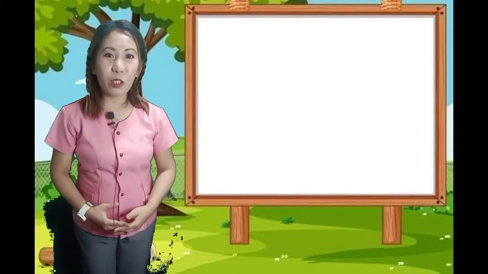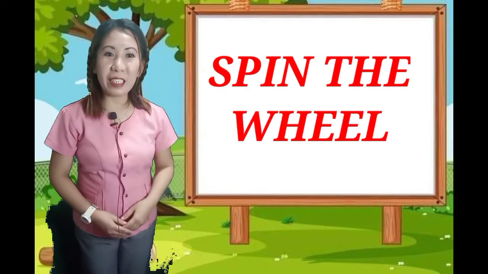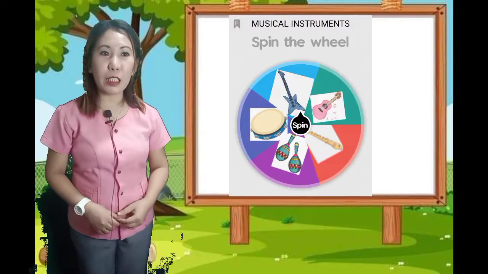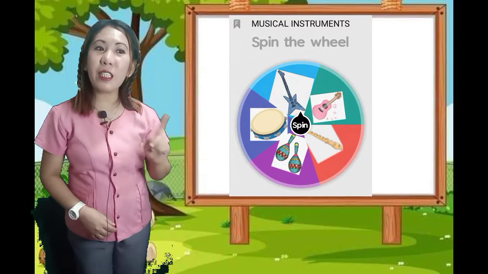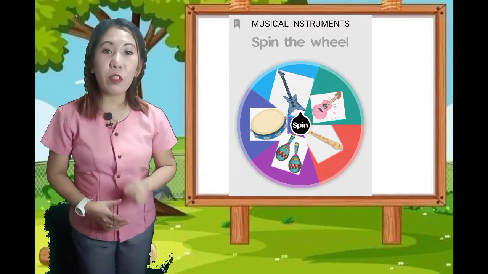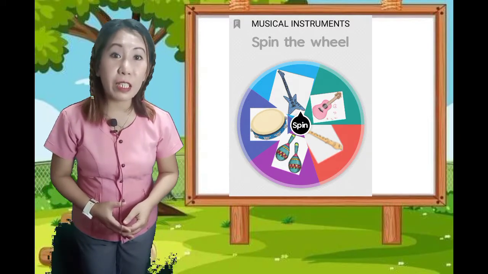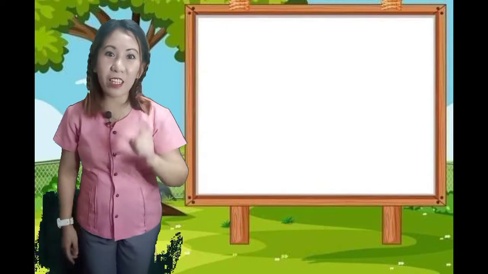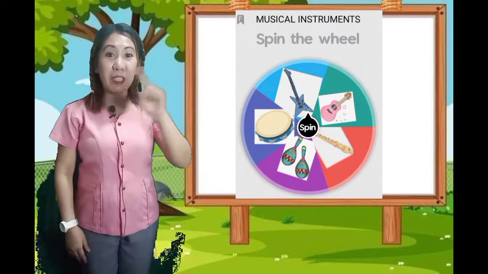Let's have an activity called spin the wheel. You can see that the wheel has different musical instruments. It will spin, and when it stops, you have to identify the classification of it. Are you ready? Let's start. Spin the wheel.